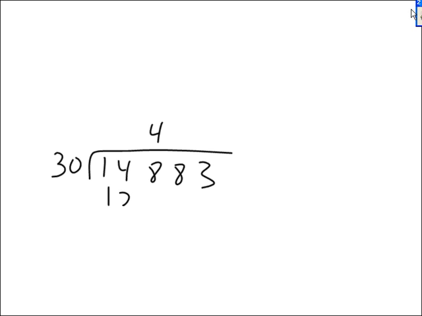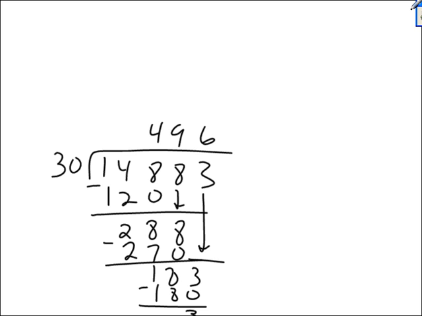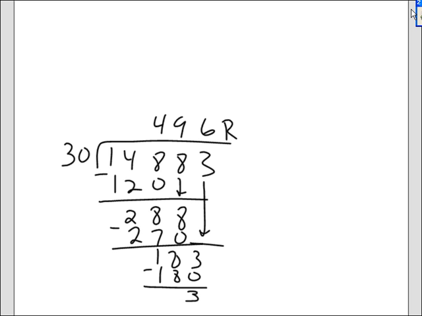Now, if you literally wanted to do the long division, this one also isn't that bad. 30 times 4 is 120. You have 28 left over, bring down the 8. 30 times 9 is 270. That leaves 18 left over. Bring down the 3. 30 times 6 is 180. You subtract, you get a remainder of 3. 496, remainder 3. That's your answer.